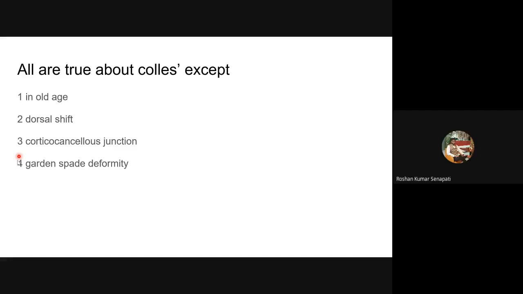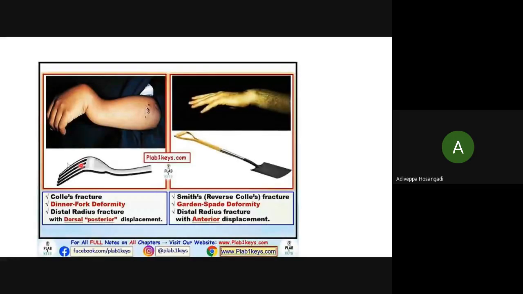Look at this garden spade. No, sir, the dinner fork. I will explain what is garden spade and what is dinner fork after some time. Look at this now. This is malunited Colles, or fresh Colles, appears like a dinner fork. Dorsally displaced, dorsally angulated, laterally displaced, laterally angulated, and proximally shifted. It looks like a dinner fork. Easily you can remember.